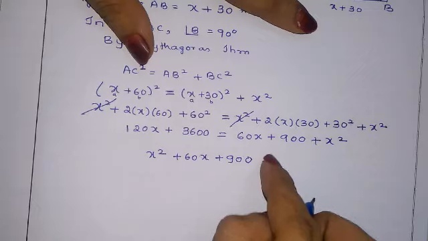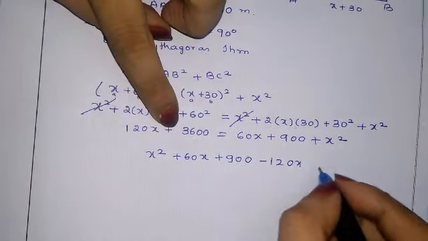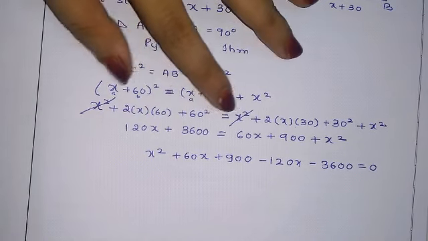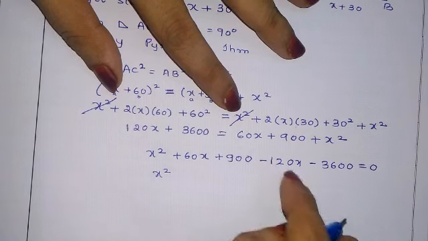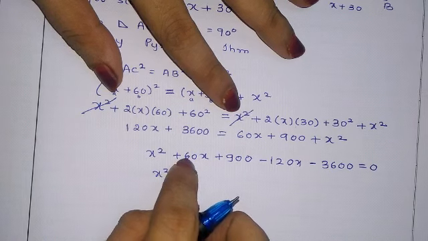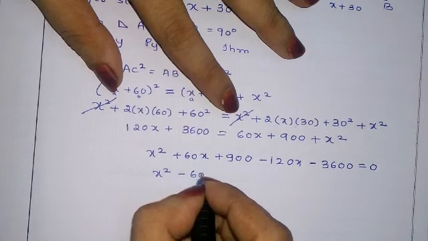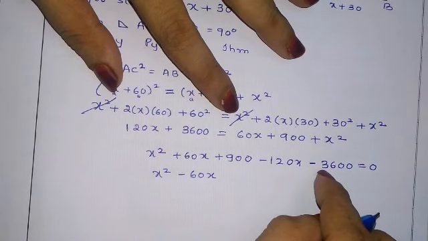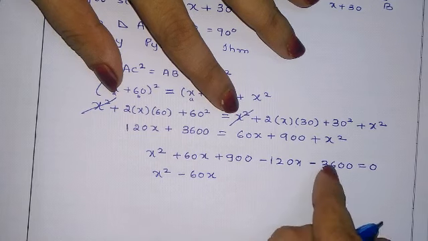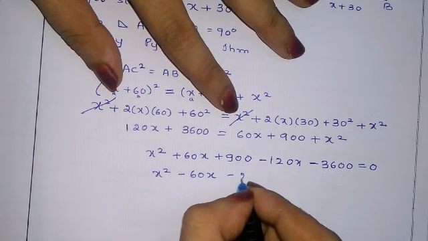I'll bring all this to this side: minus 120x, and I am bringing here minus 3600, is equal to 0. Now x square, 120x minus 60x, minus 120 plus 60, is minus, bigger sign is minus. 120 minus 60 is 60x. Minus 3600 minus 900, minus plus minus, is nothing but 2700, but bigger sign is minus, so minus 2700.